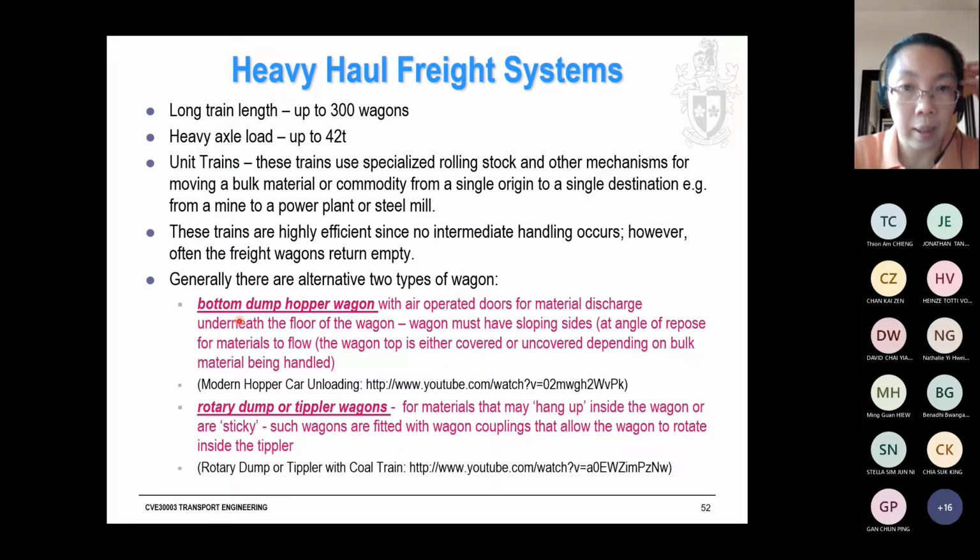Okay, so then there are two alternative types of wagon, depending on what material is being carried. You could have a bottom dump hopper wagon, operated with air-operated doors for material discharge beneath the floor of the wagon. The wagon must have sloping sides at an angle of repose for materials to flow. This is good for materials that are generally grainy, like sand, for example, or aggregates.